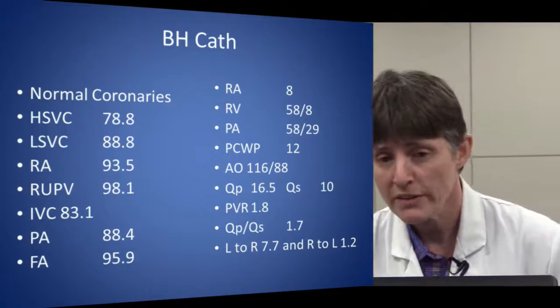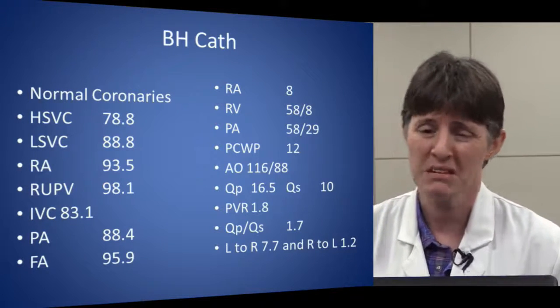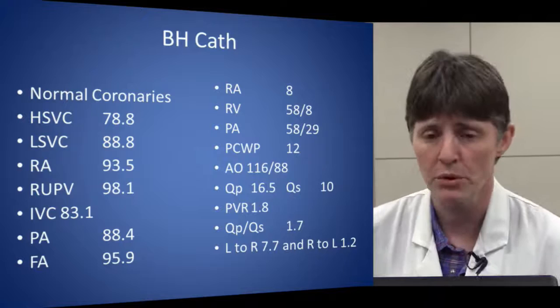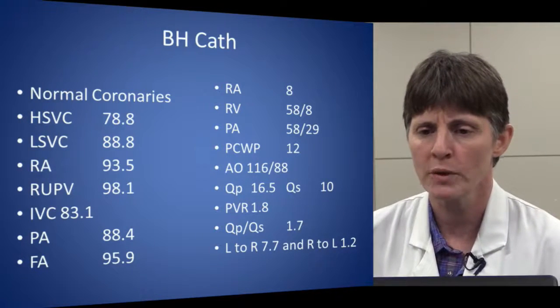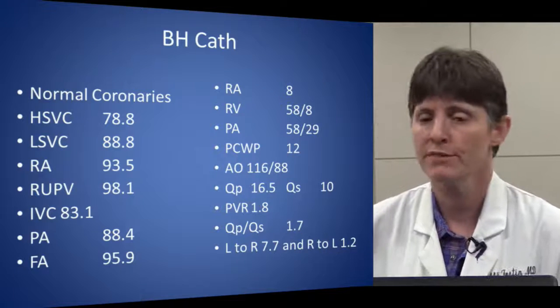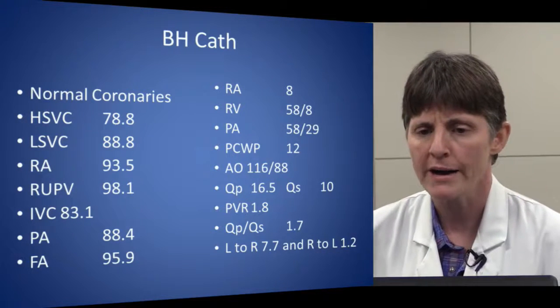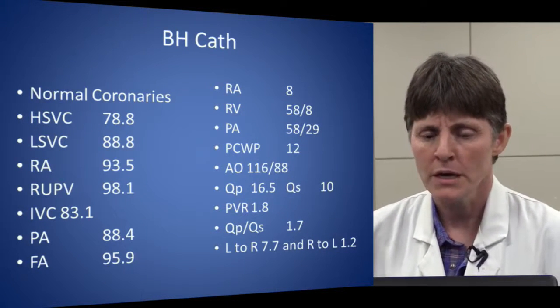We got pressures at the same time, so our right atrial pressure was 8. It's not terrible. It's minimally high. Our PA pressure is a little bit high, 58 over 29, so the mean is going to be 35 or 36, so a little high. Our wedge pressure is not terrible.